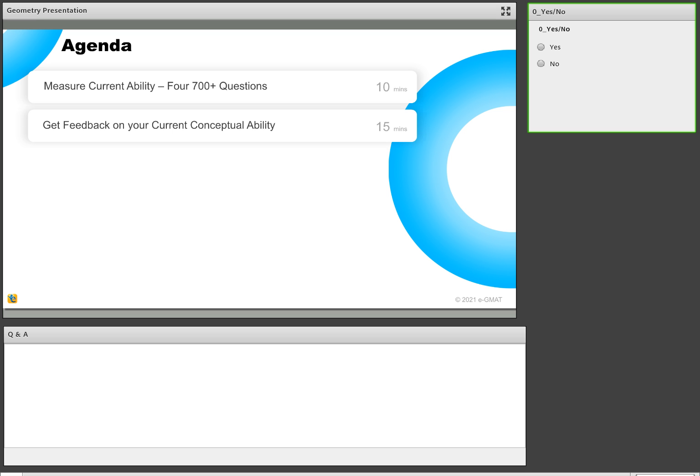Then I'm going to give you feedback on your current conceptual ability. And for that, we have created a specialized set of questions, which you will attempt all together over here, and you'll get detailed feedback on your current conceptual ability as it pertains to quadrilaterals. Then we're going to start working on improving your process skills, and you'll see how, as you start focusing on certain very important aspects, your ability starts to improve.